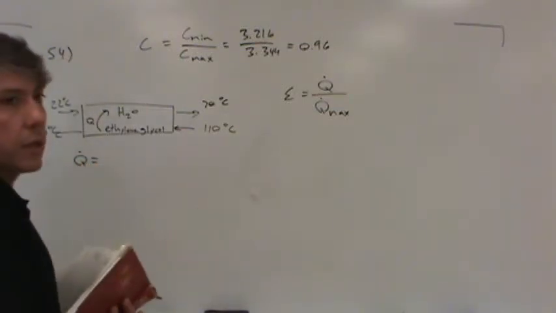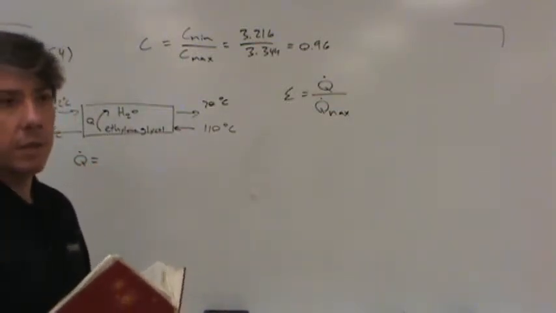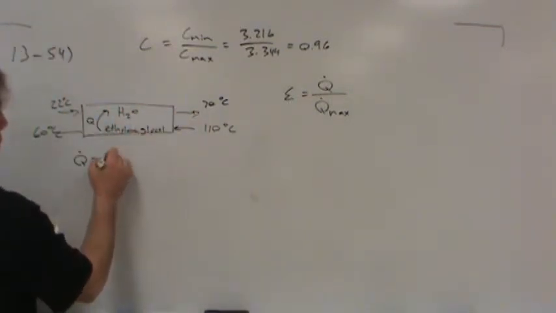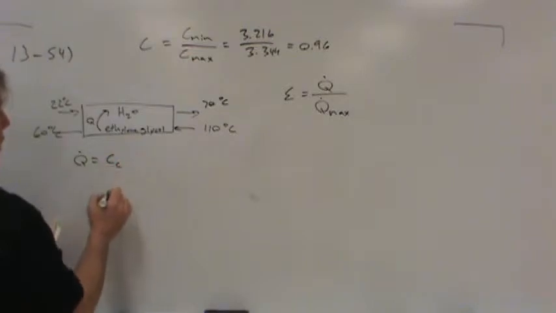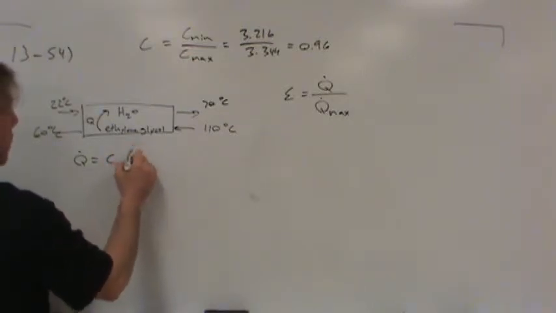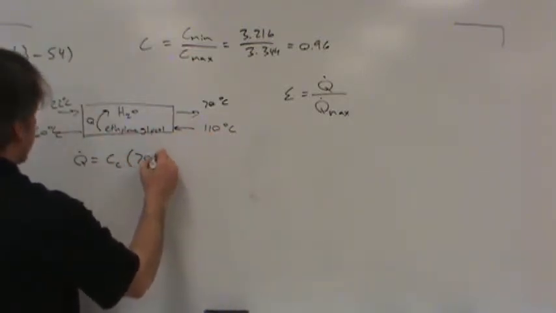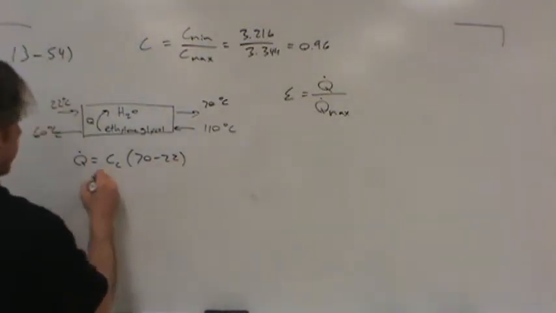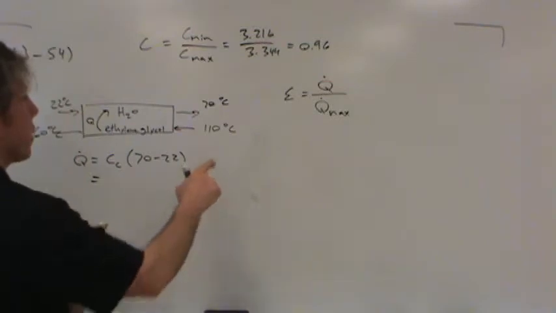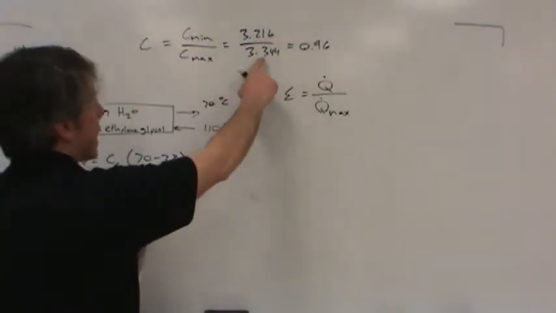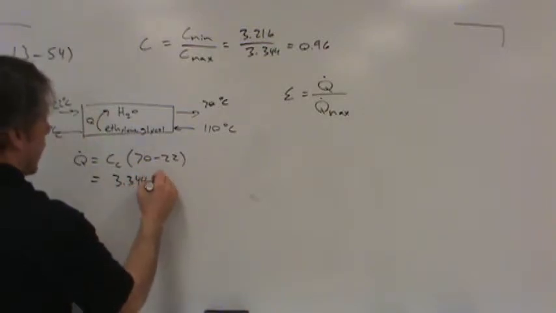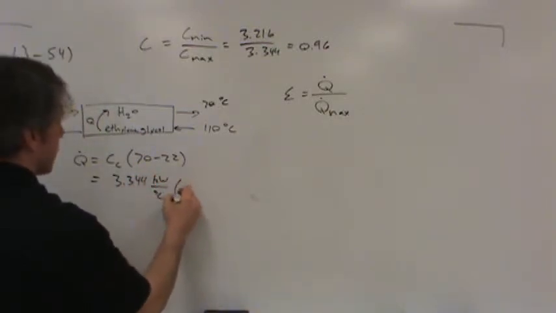Should we use the hot side or cold side? It doesn't matter, right? It doesn't make any difference. Let's just use the cold side, since that's the information that was given. So we need the capacity rate on the cold side multiplied by the temperature change on the cold side, 70 less 22, okay? Now, the capacity rate on the cold side, remember the cold side had the maximum capacity rate, 3.344, and it was kilowatts per degree Celsius.